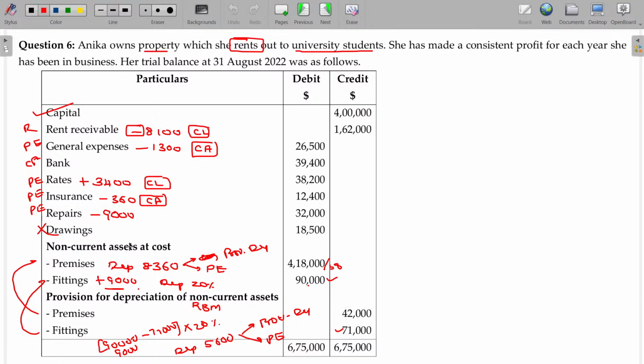And then we have these non-current assets under this one. So we still have profit and loss section expenses being the depreciation for the premises, as well as the depreciation for fittings. So I have marked down all these values. Let's start with the income statement. Under the income statement, rent receivable. Rent will be the main income. Rent received.